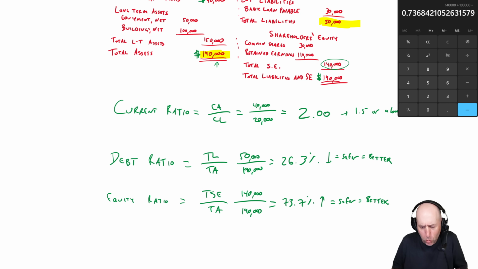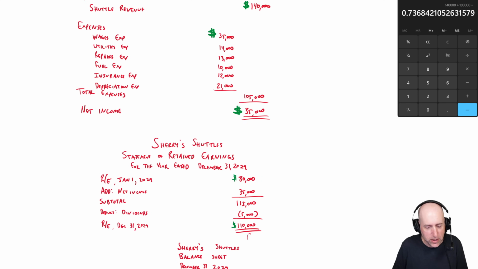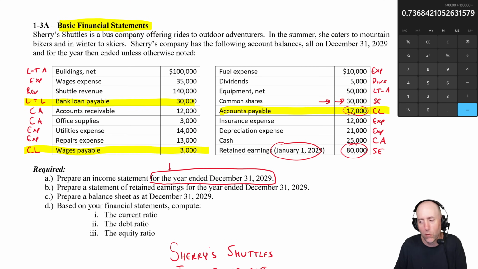But we don't know if this is good or bad, because if last year the debt ratio was 10% and this year it's 20%, we'd be like, oh, we took on more debt. That's riskier and therefore less safe. But we don't know. So there we have it. We have fully solved problem 13A.